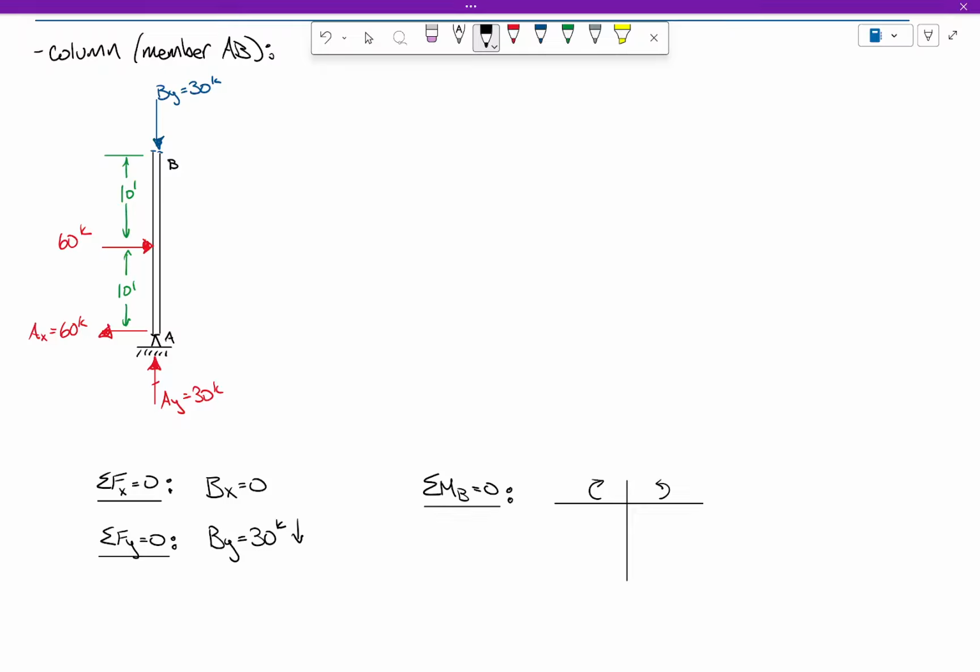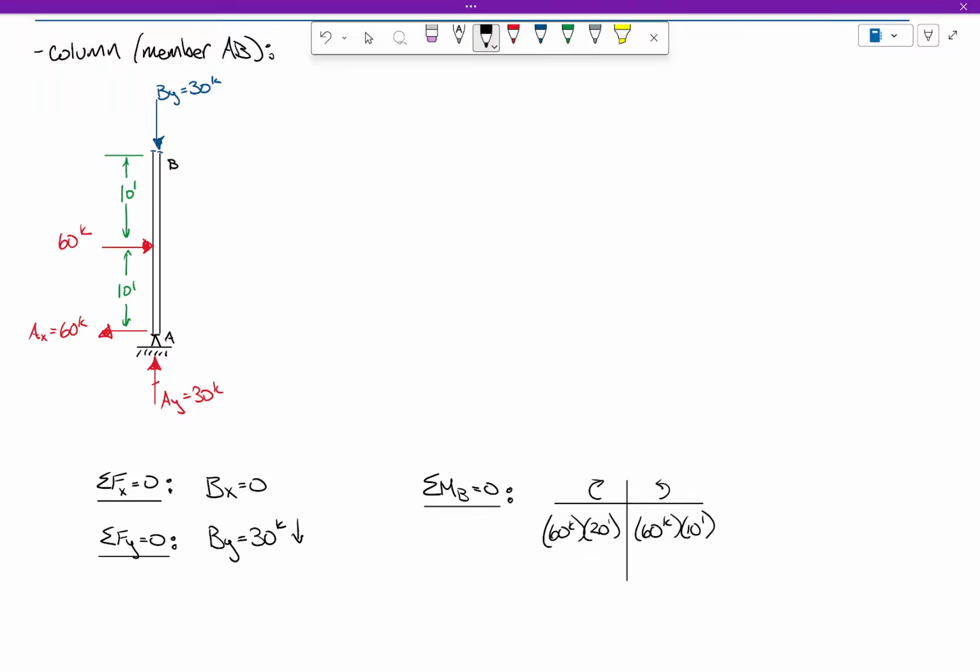60 times what? 20. This one's going to be 60 times 10 in the opposite direction, right? So I'm going to have 60 times 20 and 60 times 10. Now, are there any other forces on the free body diagram that I've missed? I took account of this, took account of this, don't need to worry about that, don't need to worry about this. That's it, right? So I'm asking you, we know the structure's in horizontal equilibrium, we know it's in vertical equilibrium. Is it in moment equilibrium right now? No, these aren't balanced, right?